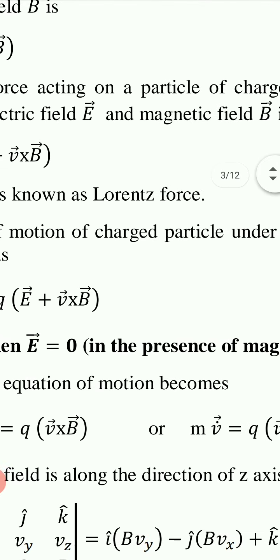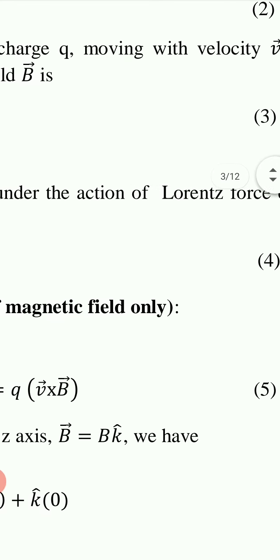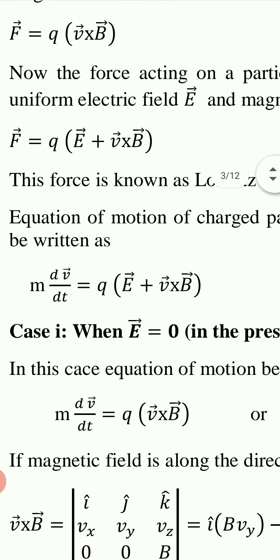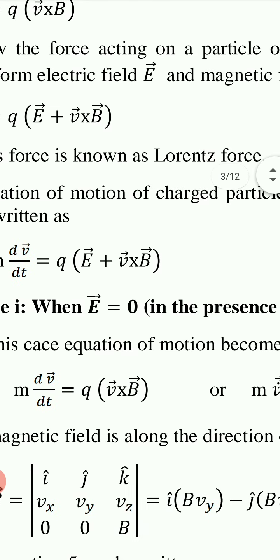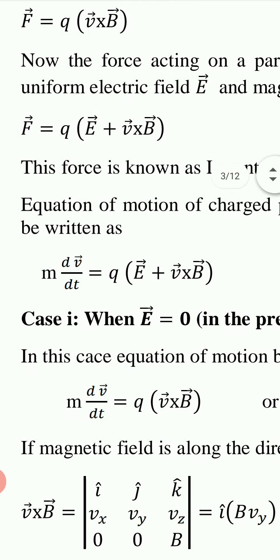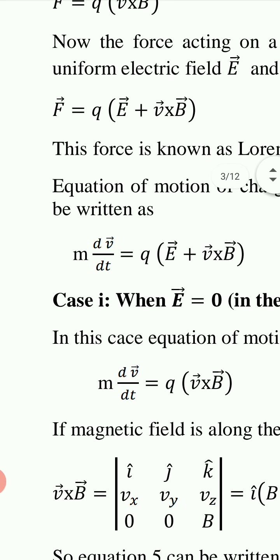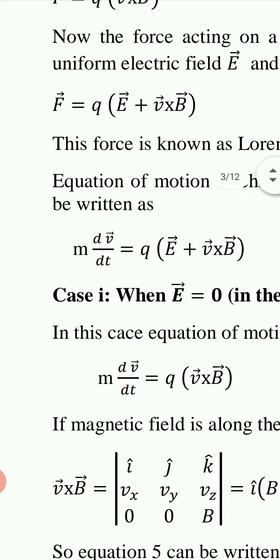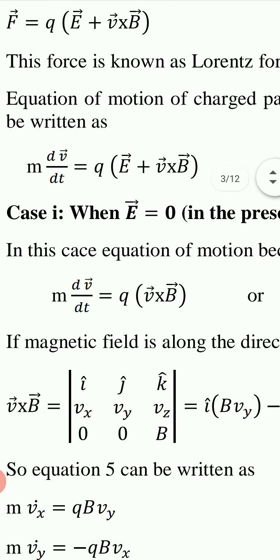Now the force acting on a particle of charge Q moving with velocity v in uniform electric field E and magnetic field B is given by F vector equal to Q into E vector plus V cross B vector. Q E vector is the force due to electric field E and Q V cross B is the force due to magnetic field B. This force is known as Lorentz force.